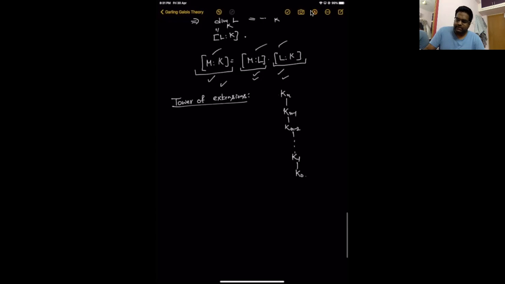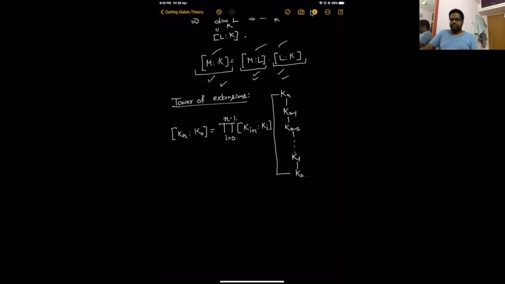And you can see, by induction, that the degree of k_n over k_0 is the product of the degrees [k_{i+1} : k_i], where i varies from 0 to n minus 1.